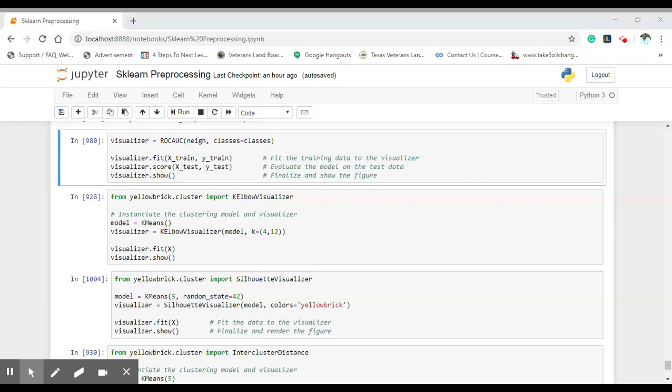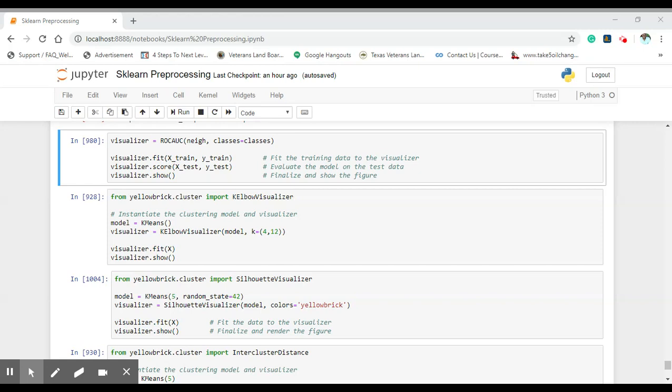So to get started, a true positive is when we predict that something is positive and the actual result is positive. So in this case, we're predicting a recession and there actually is a recession. A false positive is when we predict that something is positive and the actual result is negative. So we predict that there is a recession and there isn't.